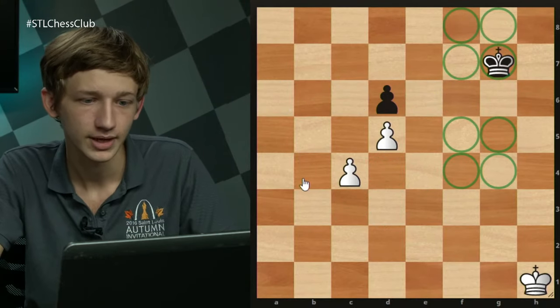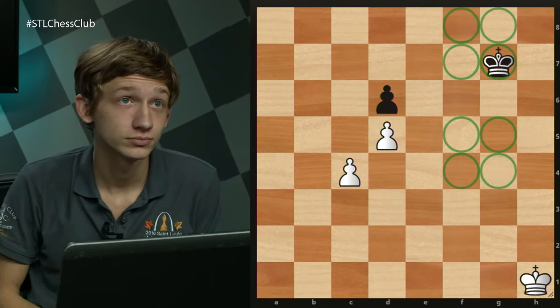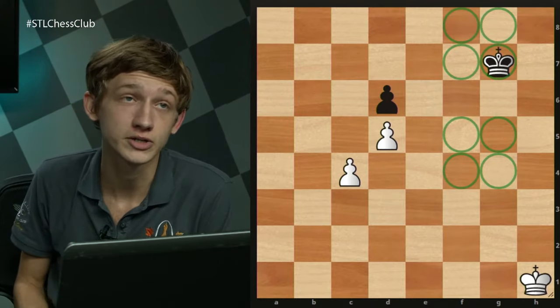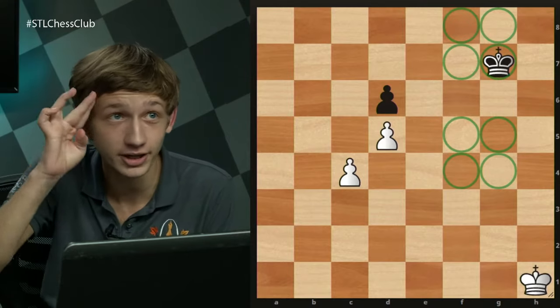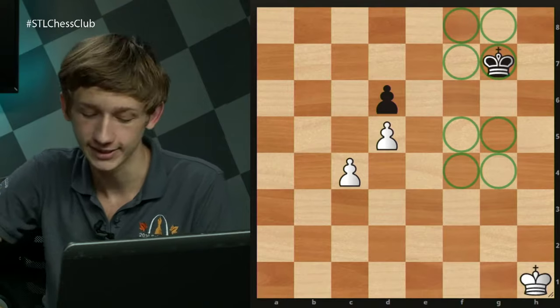Okay? So now, I'm going to ask you guys at home, using these four squares, can you extend the pattern in your head to find white to move and win this position?